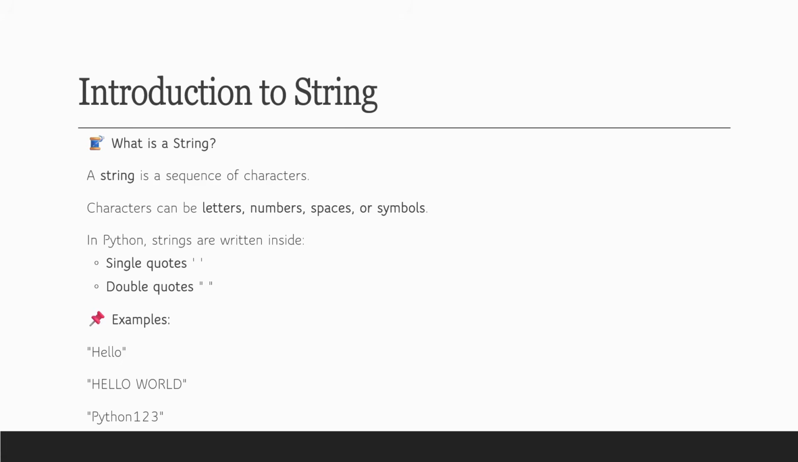Introduction to string. In Python, a string is a sequence of characters. A character can be a letter, number, space, or symbol. Strings are always written inside single or double quotes. For example, "hello" or "hello world" are strings. Strings are used to store and work with text in Python.